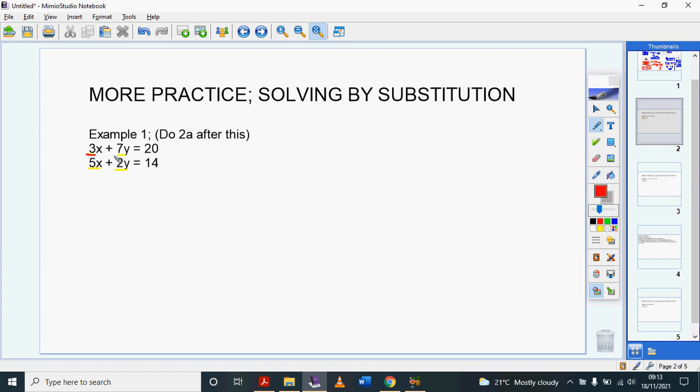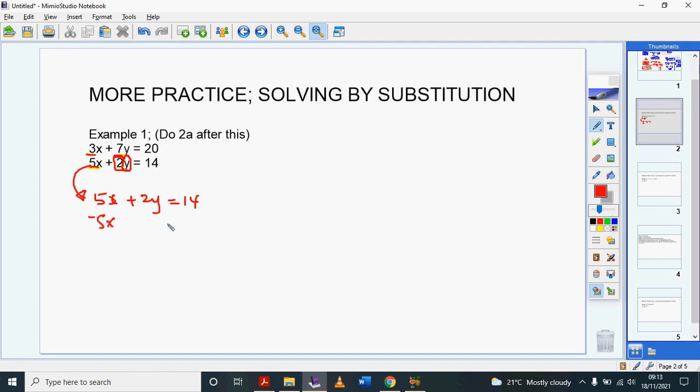However, here we have numbers that all have coefficients, and it's difficult to know which one to choose to make a subject. So in a case like this, look for the smallest coefficient, and that's the letter that you're going to try to make the subject. So this equation has the smallest coefficient of 2, so 5x plus 2y is equal to 14, and therefore I'm going to try and make y the subject.